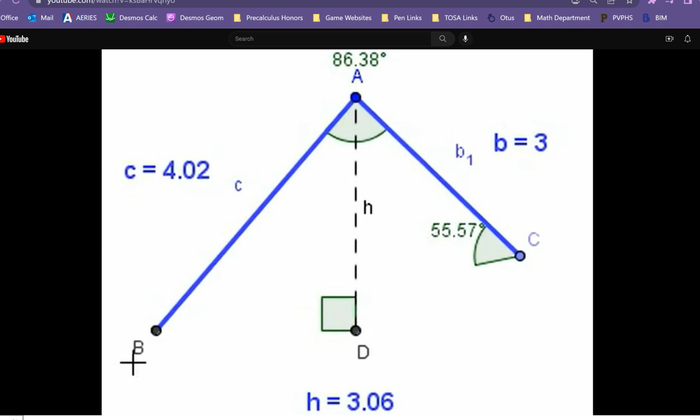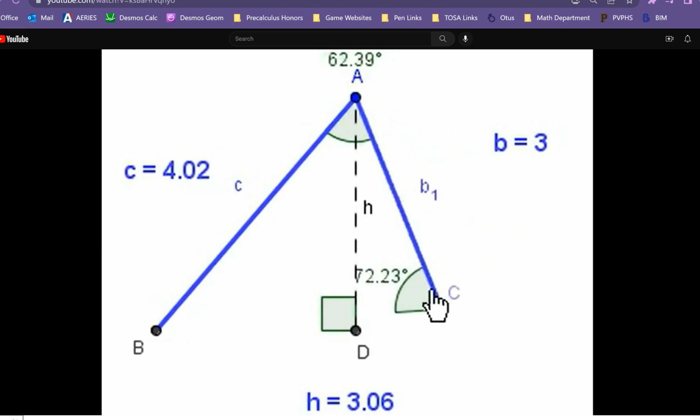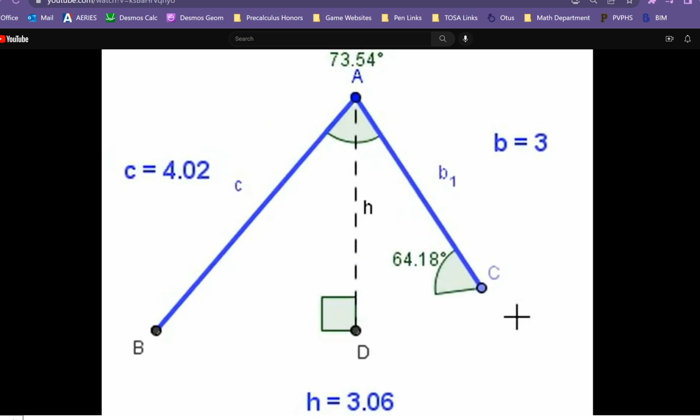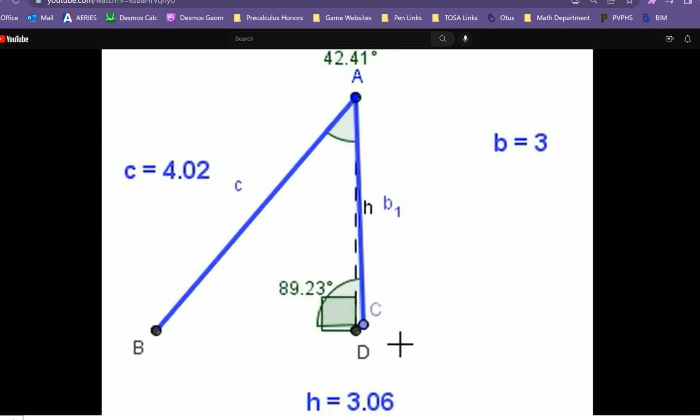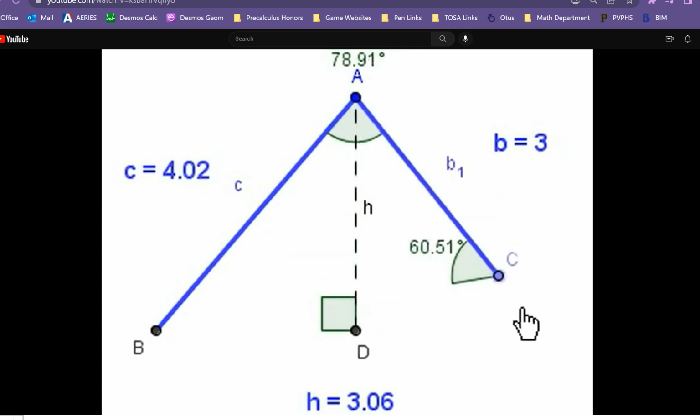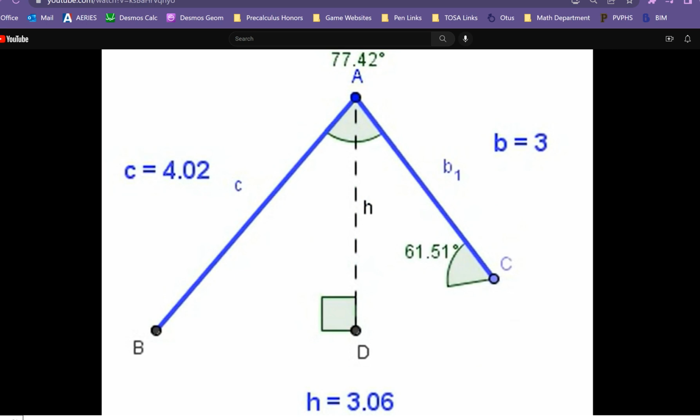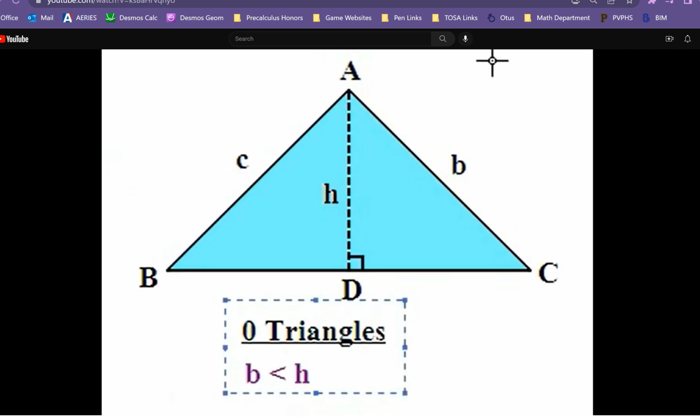This is the same triangle. Notice there's BD. There should be a ray or side here. Watch what happens when I try to bring this 3 down to make a triangle. Notice that the height is 3.06 and the side isn't going to reach. You can see that C is less than D, slightly less, 3 and 3.06. It's not going to make a triangle. So what is the situation that creates this? Well, as you can see, when this side is less than the height, there are going to be 0 triangles.